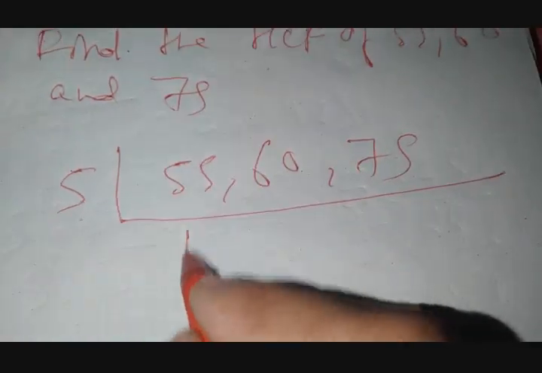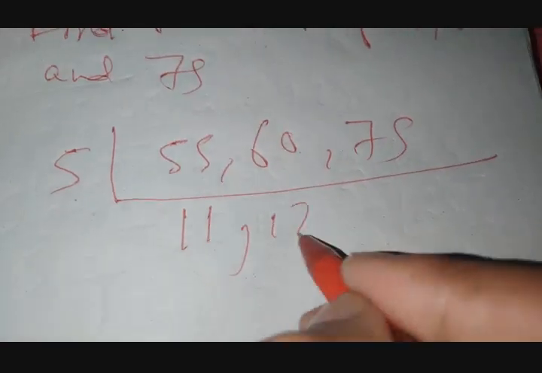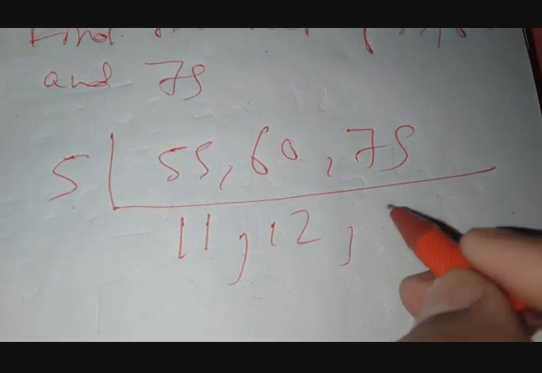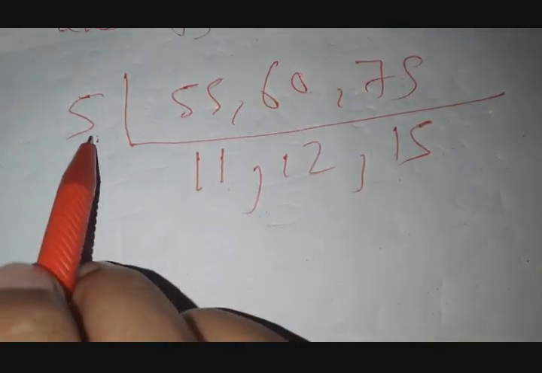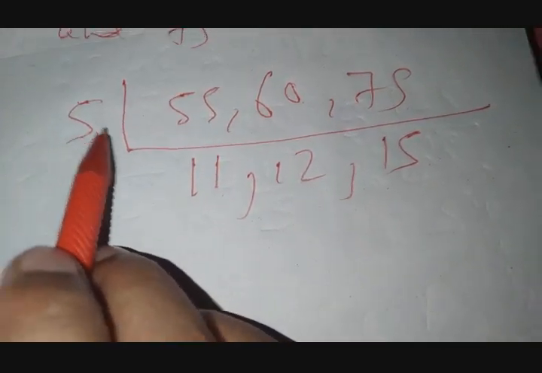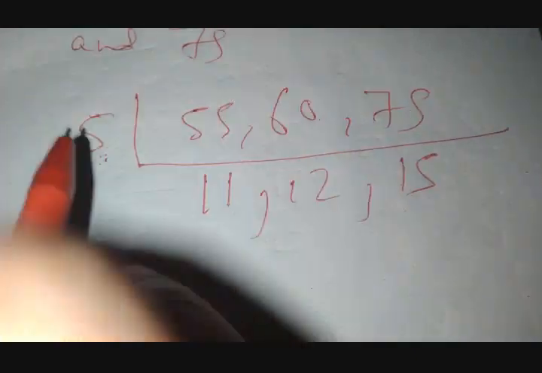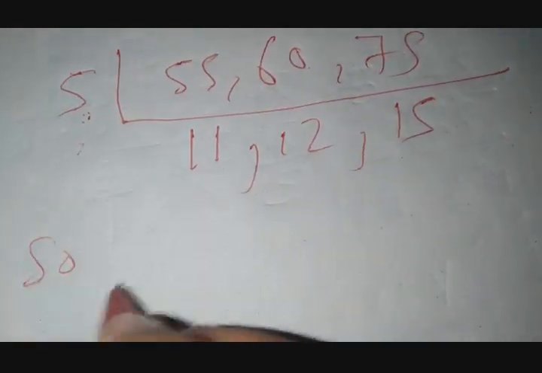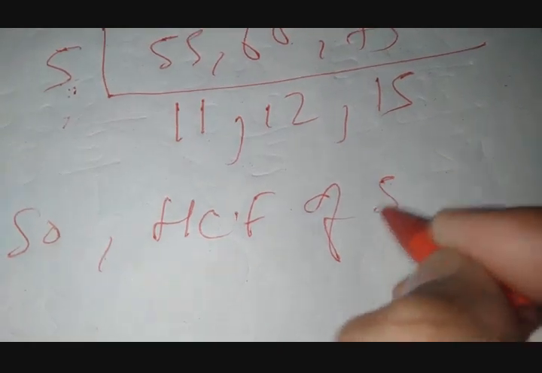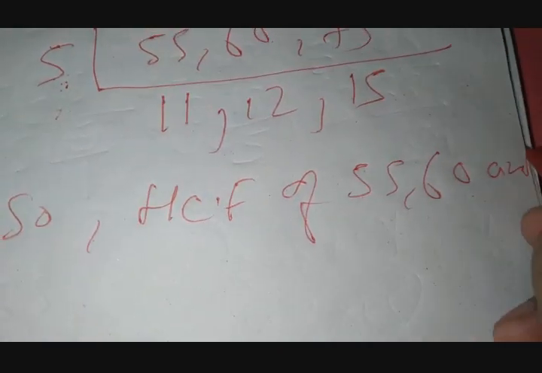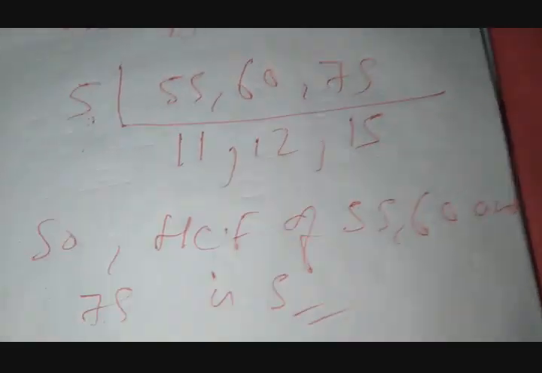Now divide it with 5. See, 5 elevens are 55, 5 twelves are 60 and 5 fifteens are 75. Other than this there is no common factor, so our only common factor, the highest common factor, is 5. So we can say that the HCF of 55, 60 and 75 is 5. In this way we can do it.